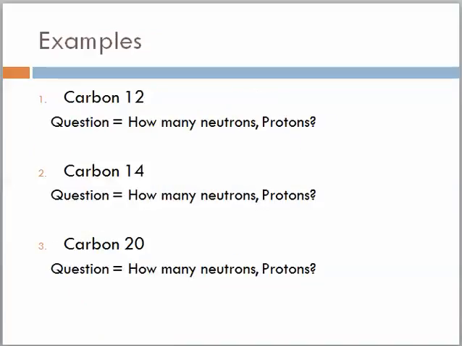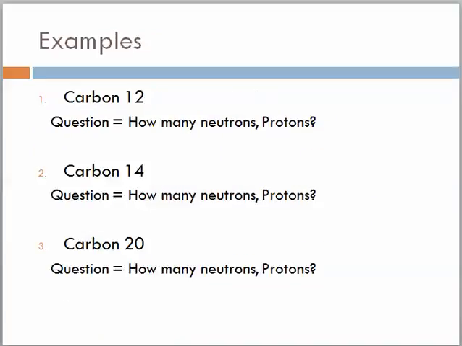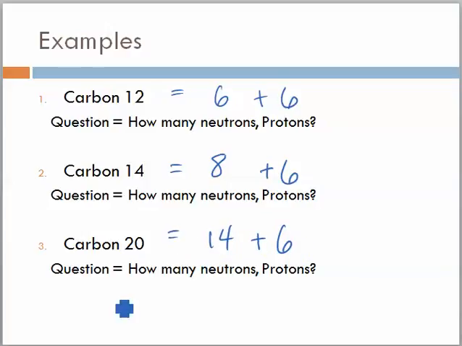Alright, carbon 12. Question, how many neutrons, how many protons? Well, it's carbon, and as we've learned before, carbon has an atomic number of 6. So in this case, it's going to have 6 protons. Well, 6 plus what gives me 12? Carbon 12 has to have 6 neutrons. Carbon 14, how many does it have? It's got 6 protons. Plus what gives me 14? It has to be 8. The last example, carbon 20: 6 protons plus 14 neutrons gives me 20 total.